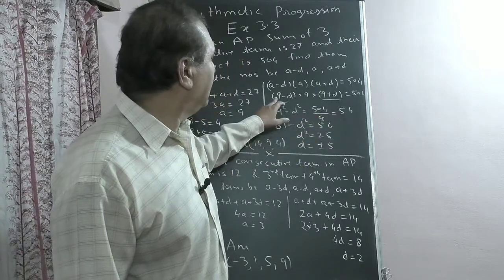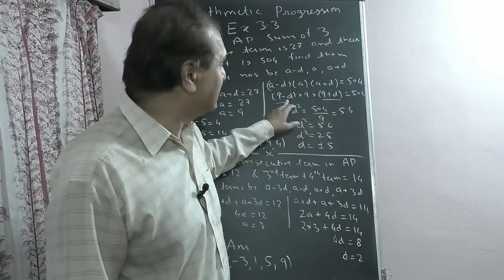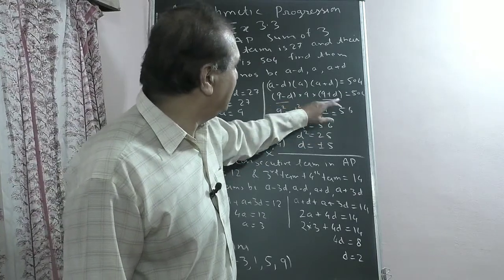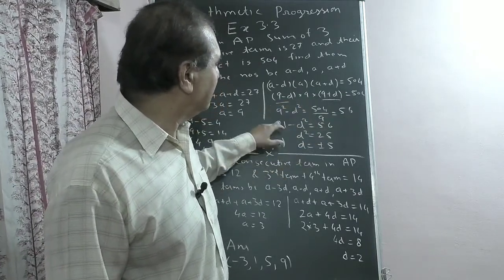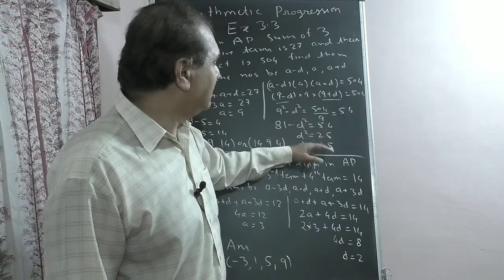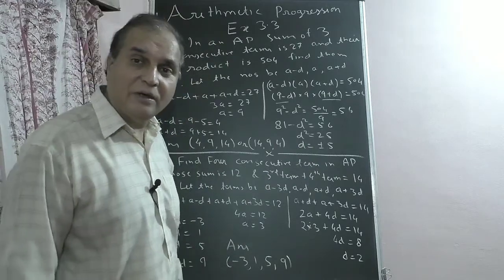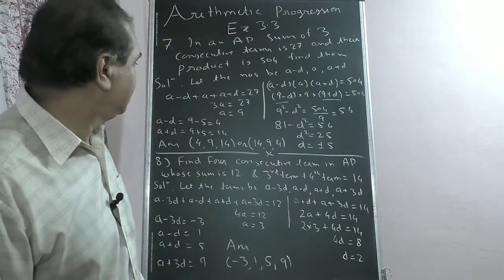Okay. A plus B, A minus B, you remember the identity, it is A square minus B square. So 9 minus D, 9 plus D is 9 square minus D square. 9 square is 81 minus D square is 56. D square is 25, D is plus or minus 5. You can take either plus 5 or minus 5, it makes no difference.